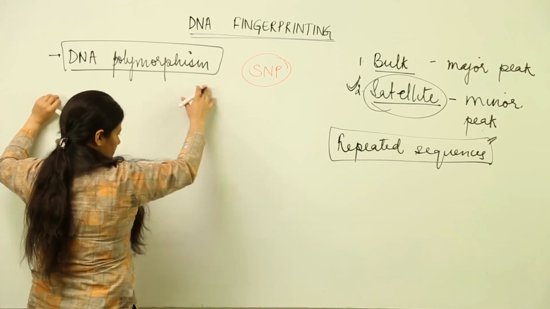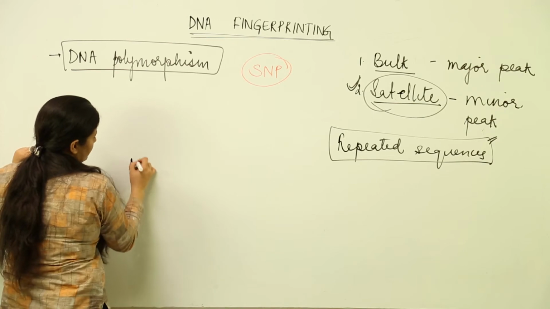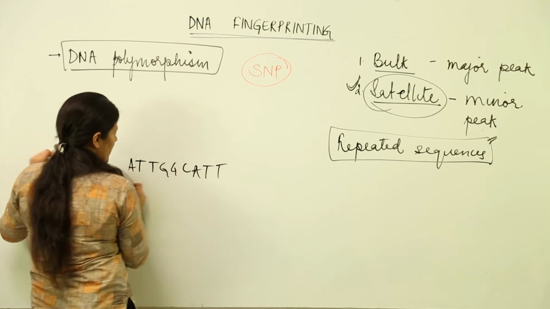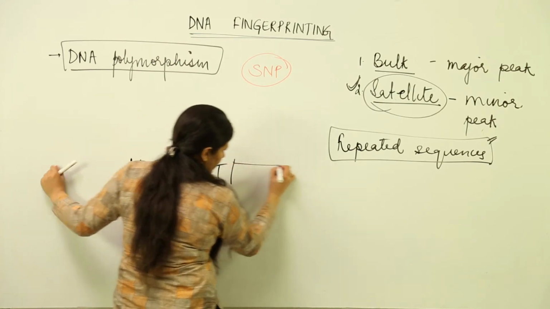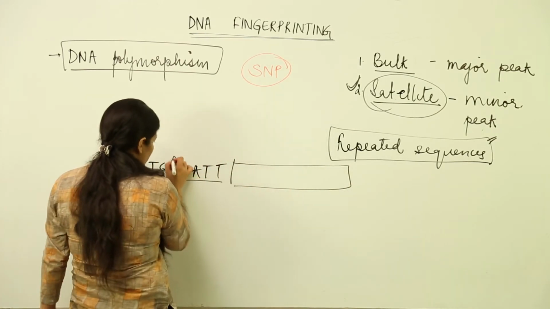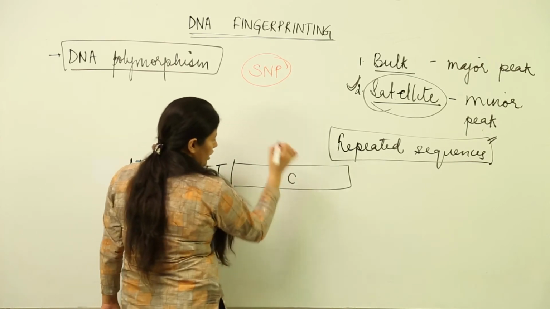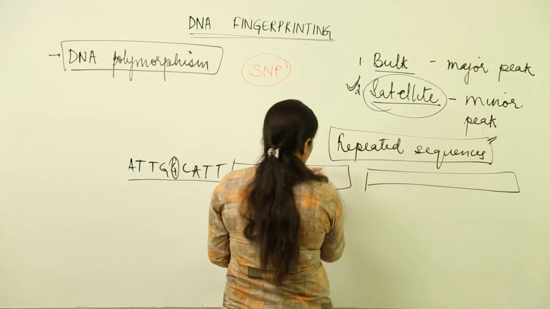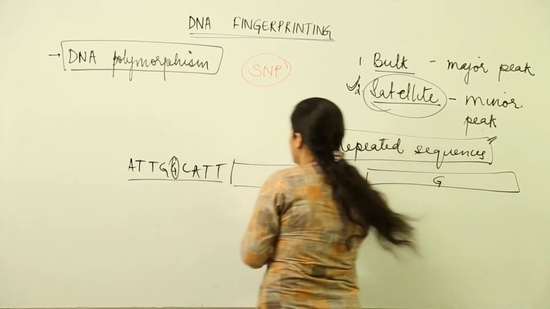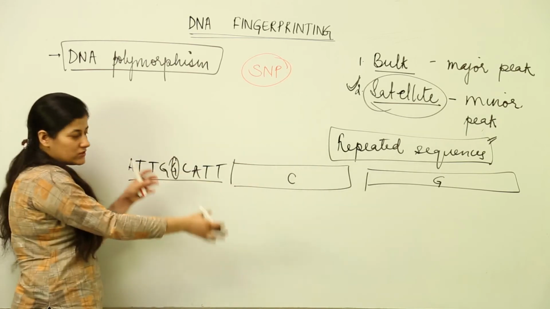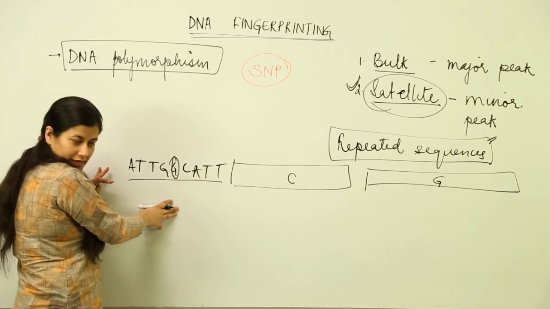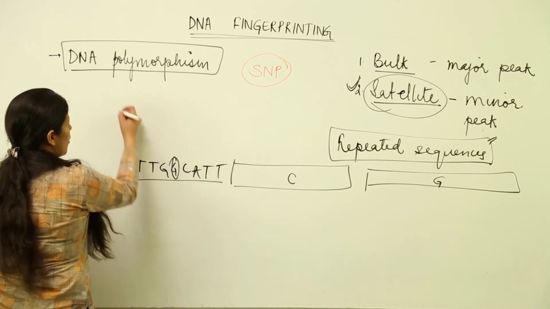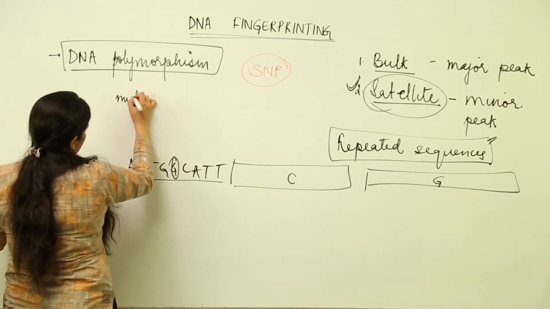Now, this polymorphism is just like this. Supposedly, you have a sequence A, T, T, G, G, C, A, T, T. This is one sequence. A similar sequence is being repeated. Only point of difference is that in place of G, you are having C. Then you have another repetition of the same thing. In place of C, you are having G. And this is repeated many times. This would form the satellite DNA. Now, this polymorphism has come as a result of mutations.